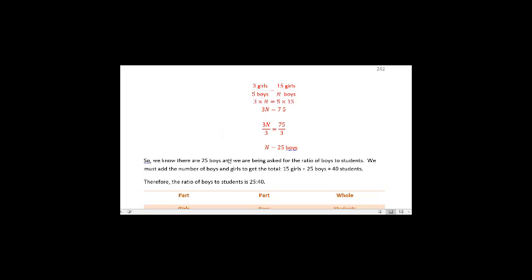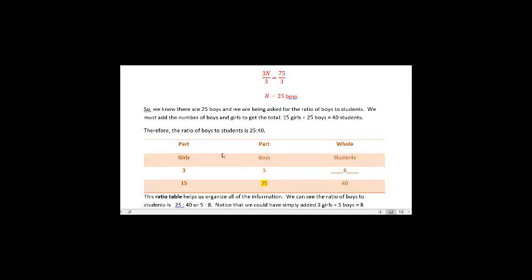So we know there's 25 boys and we're being asked for the ratio of boys to students. We must add the number of boys and girls together to get the total amount of students. Therefore, the ratio of boys to students is 25 to 40. And you can reduce that, but that's what it is.